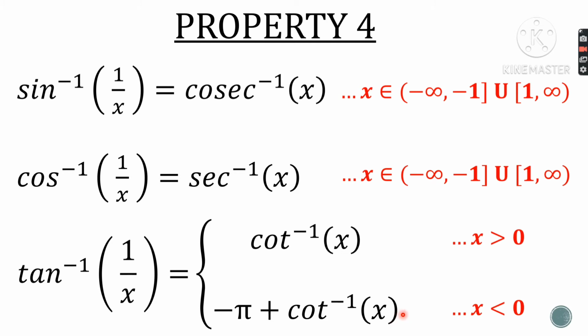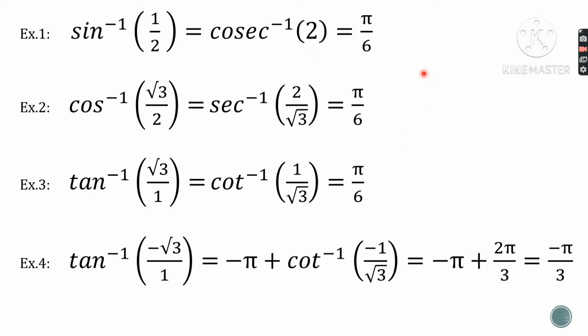Let's consider a few examples. So sine inverse of 1 upon 2 is equal to cosec inverse of the reciprocal of this, that is cosec inverse of 2, that is equal to pi by 6. Cos inverse of root 3 by 2 is sec inverse of 2 by root 3, equal to pi by 6. Similarly, tan inverse of root 3 by 1, or tan inverse of root 3, is equal to cot inverse of 1 by root 3, that is equal to pi by 6.